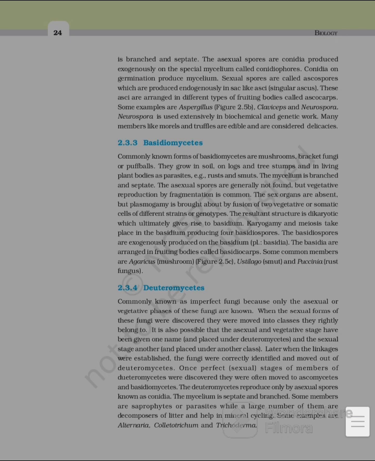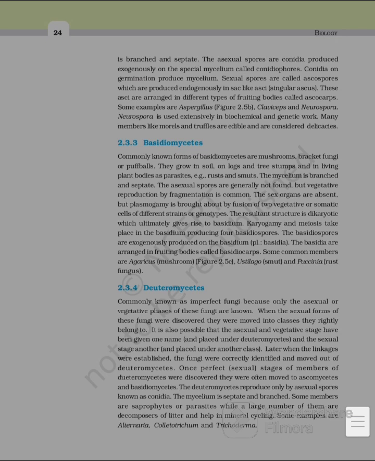Some common members are Agaricus (mushrooms), Ustilago (smut), and Puccinia (rust fungus). Topic 2.3.4 Deuteromycetes, commonly known as imperfect fungi because only the asexual or vegetative phases of these fungi are known. When the sexual forms of these fungi were discovered, they were moved into classes they rightly belong to.